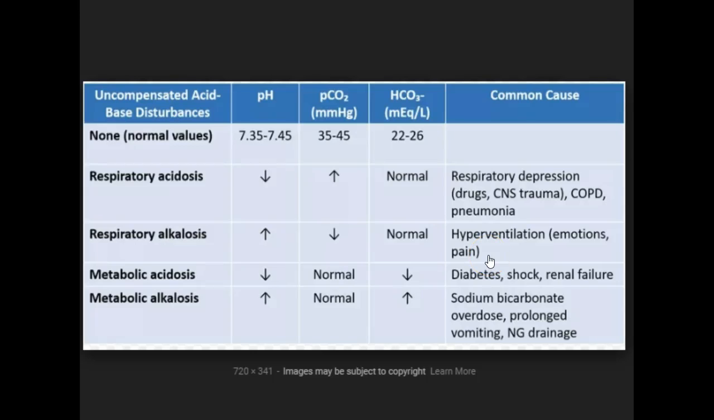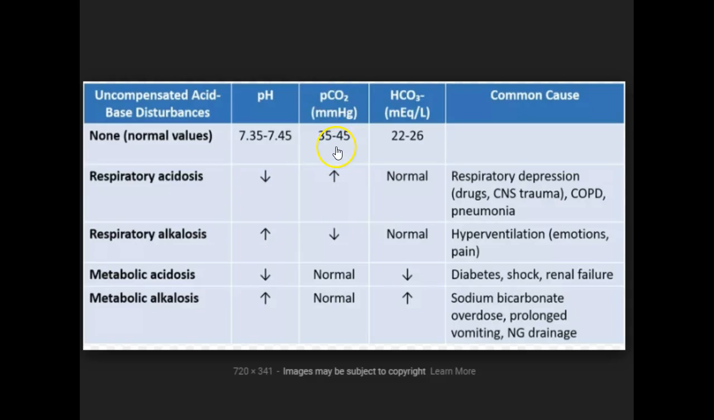I wanted to go over blood gases. So when you get an arterial blood gas, you are going to find out pH, PCO2, bicarb, and O2, which isn't on this film. Normally, our body likes to work in a pretty narrow range. pH is 7.35 to 7.45, PCO2 is 35 to 45, and a bicarb level of 22 to 26.